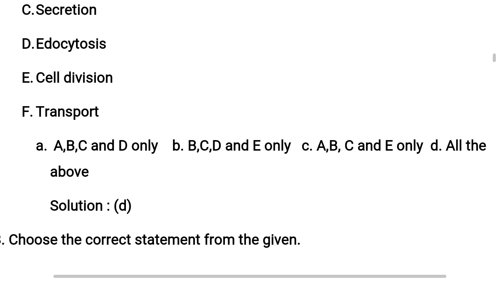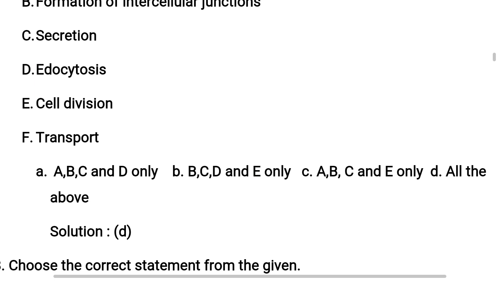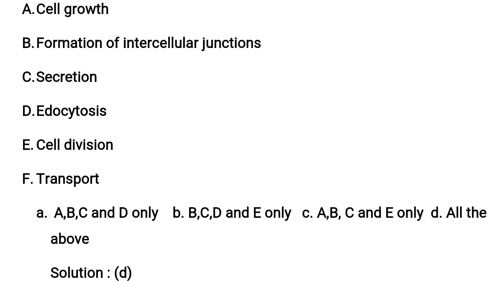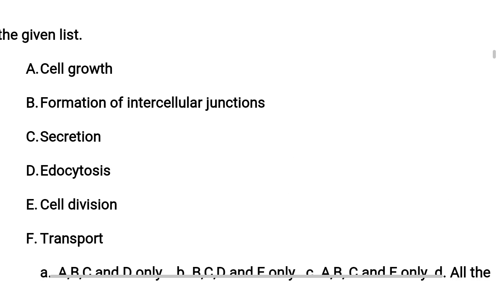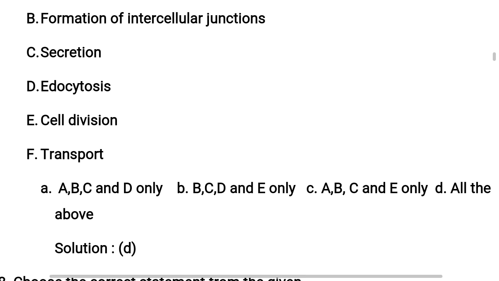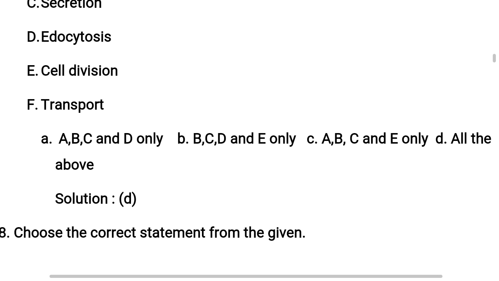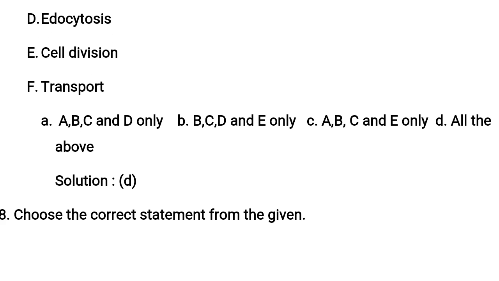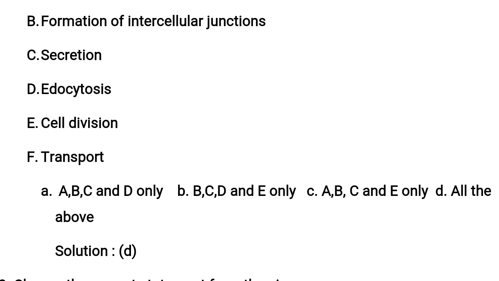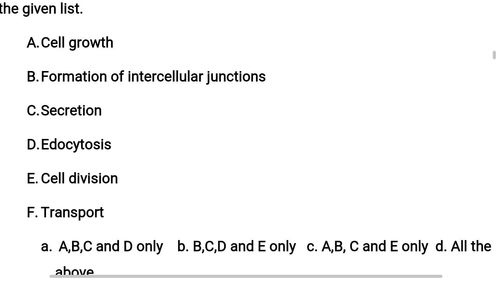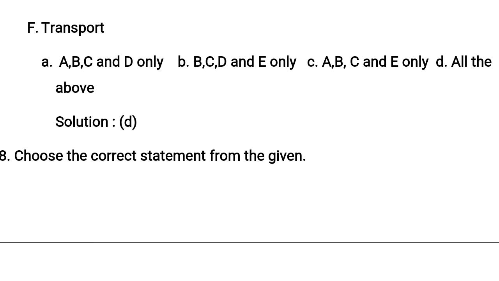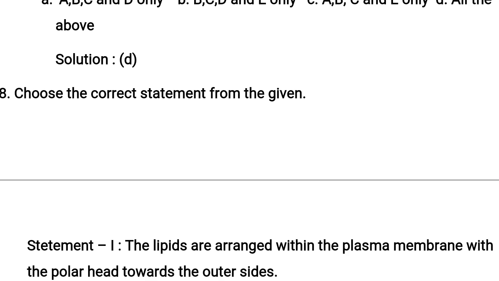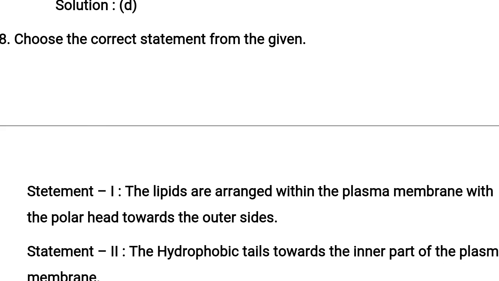Students, here the cell membrane or the plasma membrane is performing all the mentioned A to F functions. What are those functions? Cell growth, formation of intercellular junctions, secretion, endocytosis, cell division, transportation, all are important functions of the plasma membrane. Among all these, the most important function is transportation. This concept we will learn in this video only. Right? Now, coming to the 8th question.